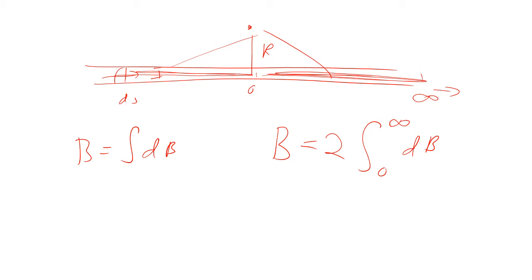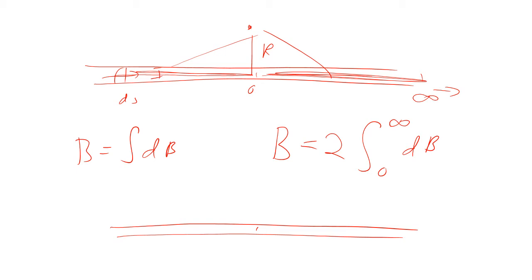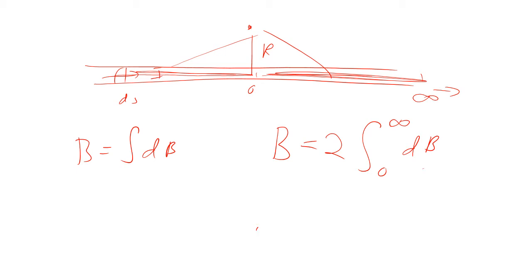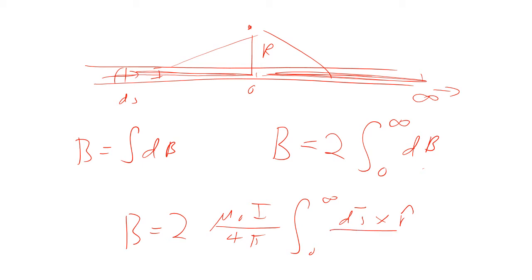Okay. All right. So that means all I have to do is find that integral. So that's going to be 2 times, again, we know that the mu naught I over 4 pi comes out. There'll be the integral from 0 to infinity of ds cross r hat over r squared. So that cancels that. That makes it 2. Okay, now, what is the ds cross r hat?